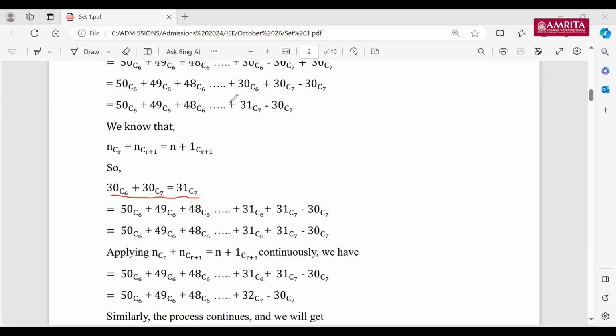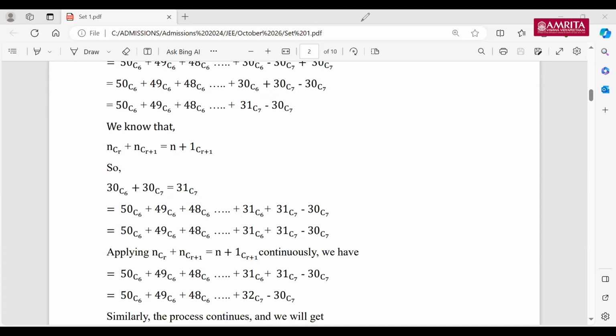So I'm just going to substitute it here. What I'll have is 50C6 plus 49C6 plus 48C6 and so on. Here I have 31C6 plus 31C7 minus 30C7, the remaining terms. Because when I combine this 30C6, the other term here will be 31C6. That's why the 31C6 is here. And now you get the value as 31C7 minus 30C7. So if you continuously apply this formula, nCr plus nCr+1, which is n+1Cr+1, you just need to keep applying it until you reach the initial portion, until you reach the answer, until you find a conclusion.